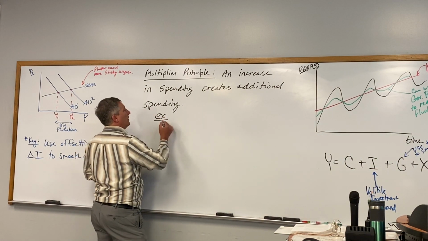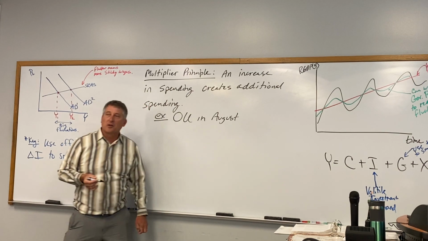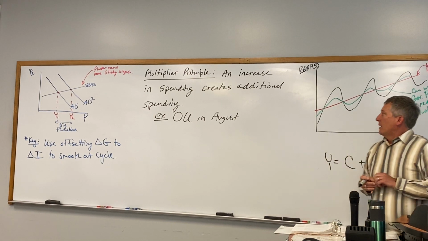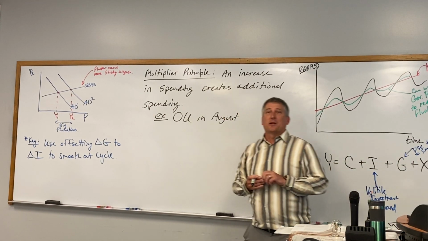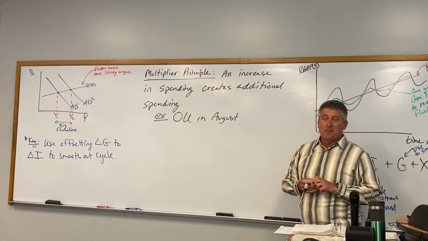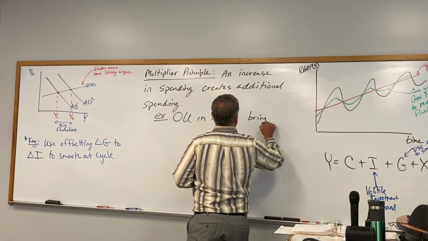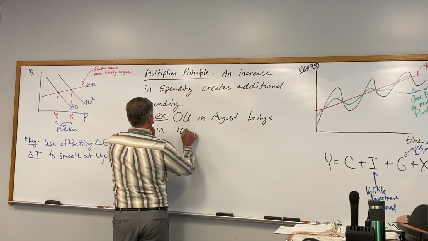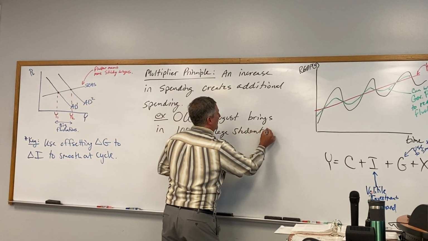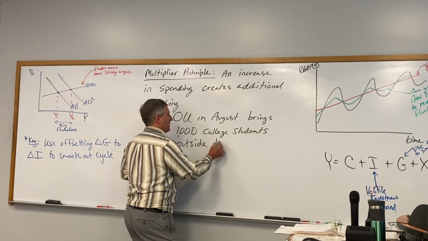So, for example, OU in August. So, Otto University in August. We'll kind of bring down to a little bit more of a micro example here for the city of Ottawa. So, OU in August, what happens to the population of Ottawa? In August, when you guys come back, it goes up. So, OU in August brings in let's just say 1,000 college students from outside the city of Ottawa.